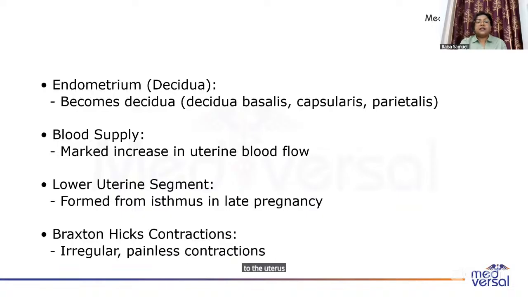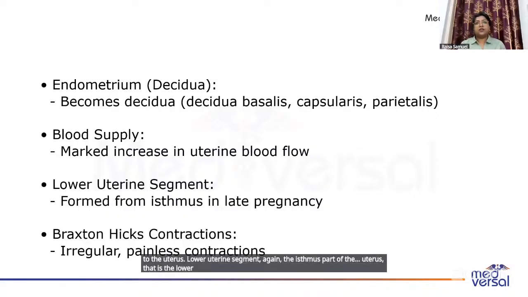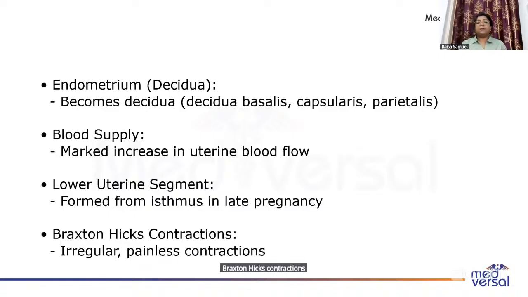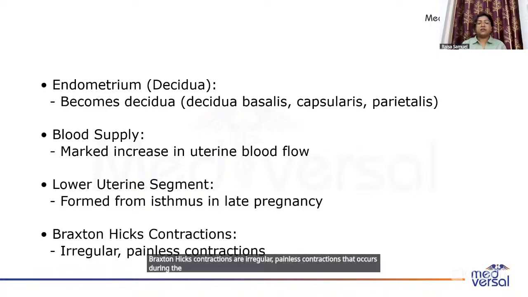Lower uterine segment: the isthmus part of the uterus, that is the lower part of the uterine body, starts becoming thinner and thinner and forms the lower uterine segment during late pregnancy. Braxton Hicks contractions are irregular, painless contractions that occur during the third trimester, or towards the end of the pregnancy.